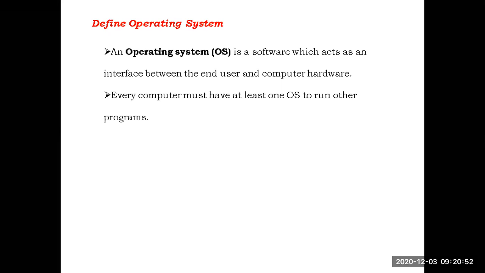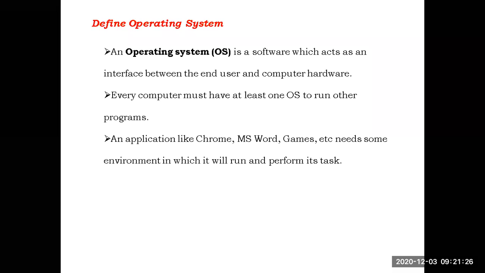Here we are saying at least one operating system. Why? Because the computer may contain more than one operating system. On the same system, we can install two or more operating systems at a time. But generally, we will install only one operating system. If required, we can install more than one operating system. No problem at all. We will see later how to install the operating system, practically also. That is the point. Every computer must have at least one OS to run other programs.